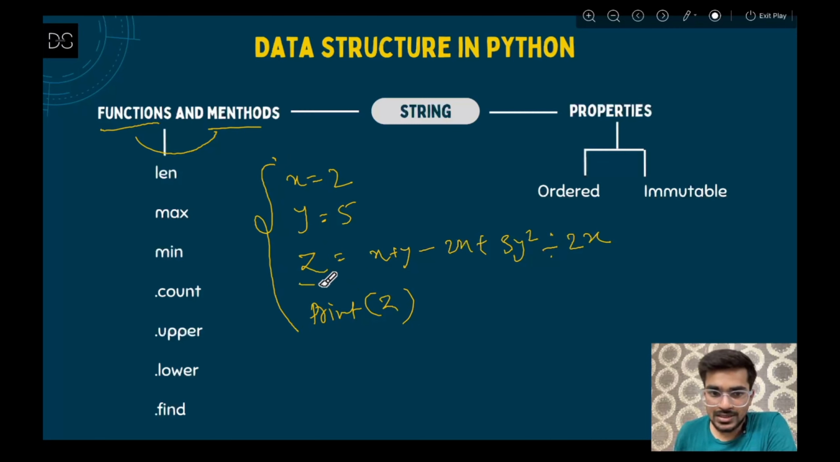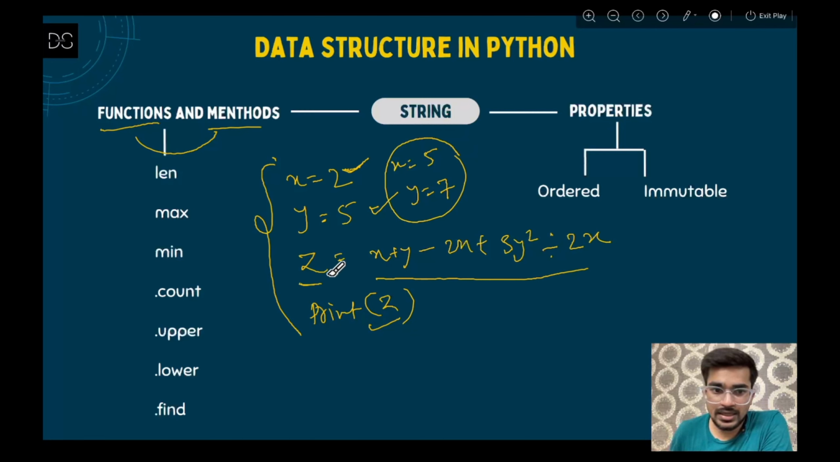So z क्या है? Z is actually some formula that you are using, and using the value of x and y you are finding z and just printing z. Now what are the values that you have given to x and y? You have given x equals 2 and y equals 5. Now what if I want x equals 5 and y equals 7? So if I say कि आप ये value रख लो and then again tell me what is the value of z and print it. So आप क्या करोगे?